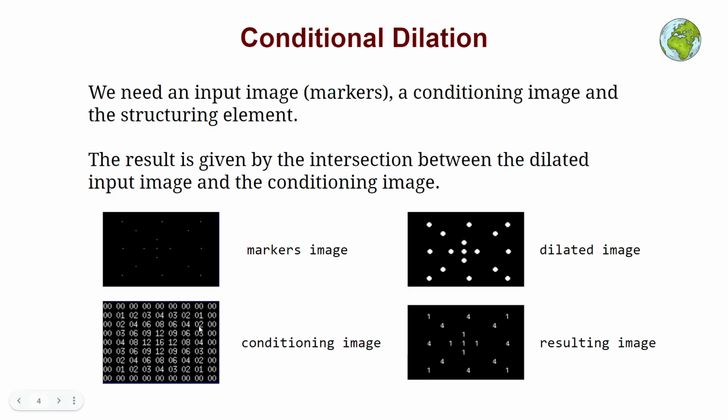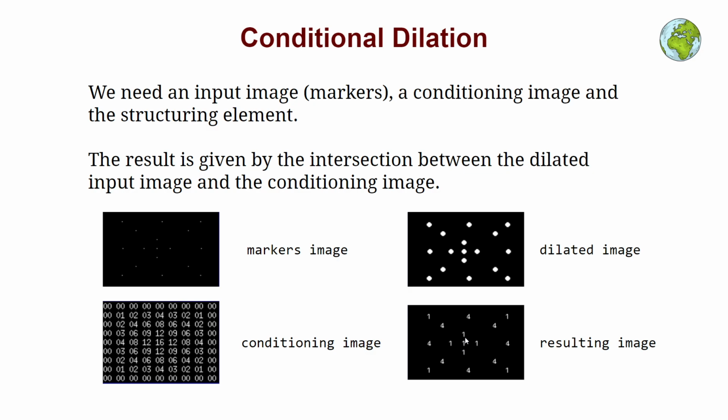As we can see here, the conditioning image is nothing more than an image that has a set of numbers, right? So here we are specifying which numbers we are going to take from this image. In this case, we are going to take the one in the middle, the one on top of the middle, the one on the left, and so on, the ones on the diagonal. So here we specify where we will pick those pixels. We intersect this dilated image with this conditioning image and we get this resulting image.